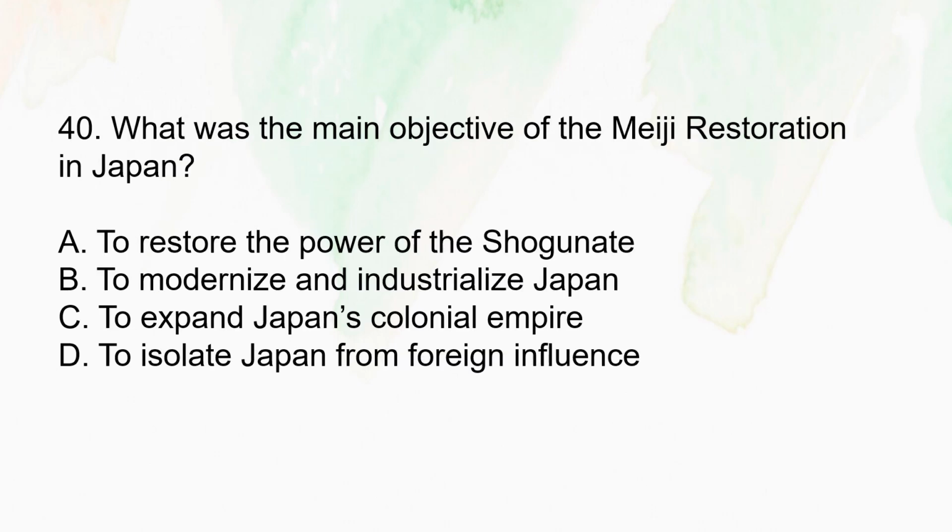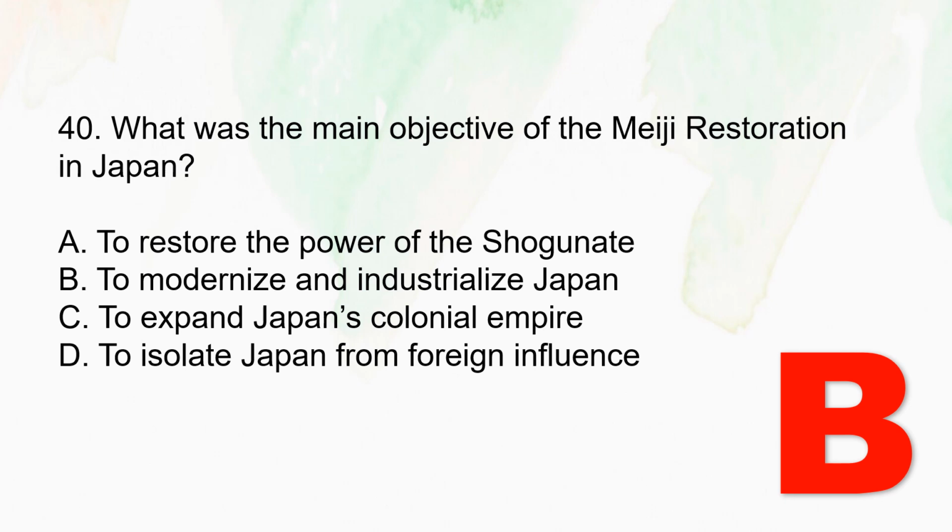40. What was the main objective of Meiji Restoration in Japan? Letter A, to restore the power of the shogunate. Letter B, to modernize and industrialize Japan. Letter C, to expand Japan's colonial empire. Or letter D, to isolate Japan from foreign influence. The best answer is letter B.